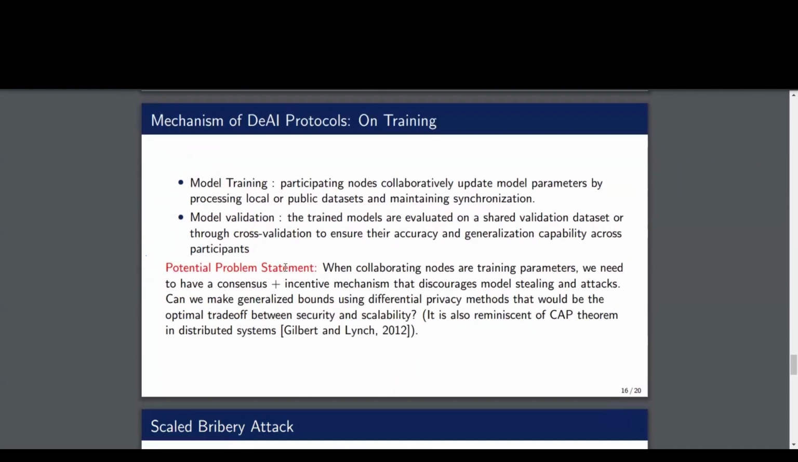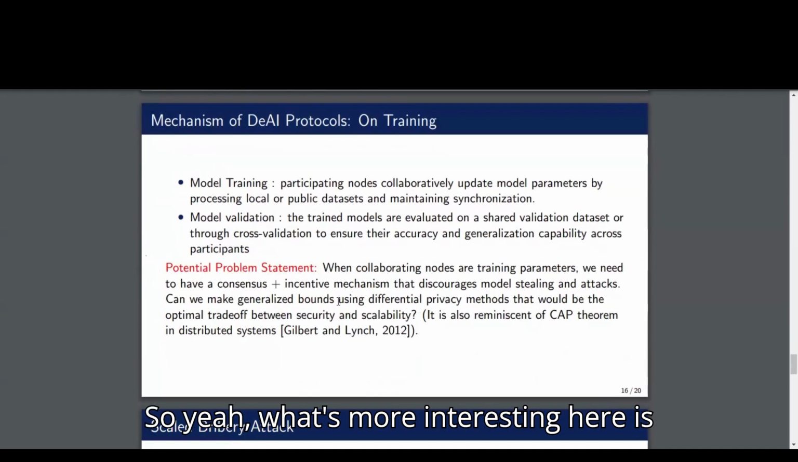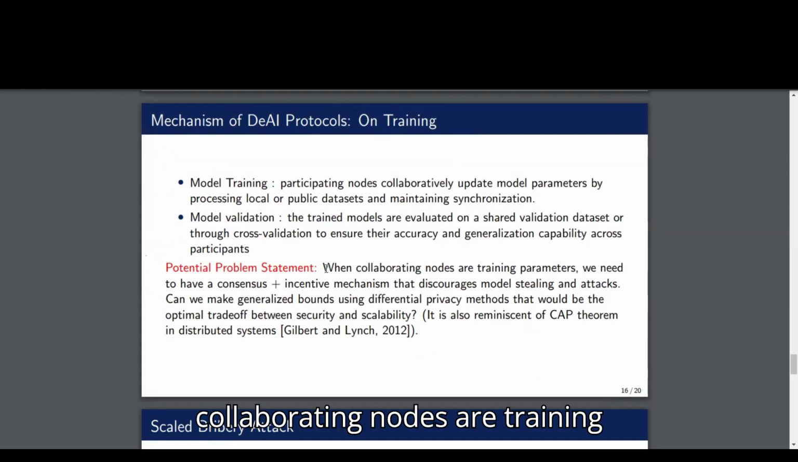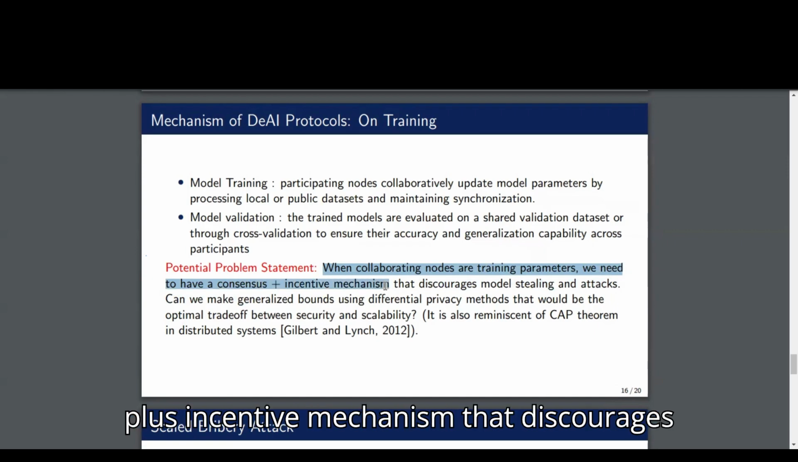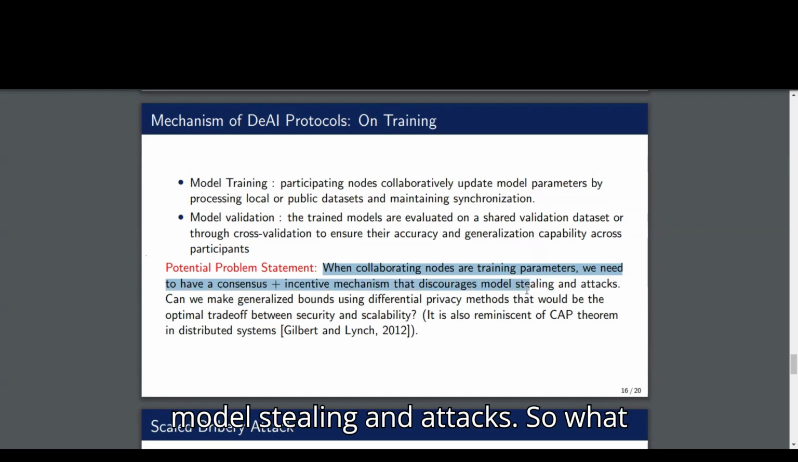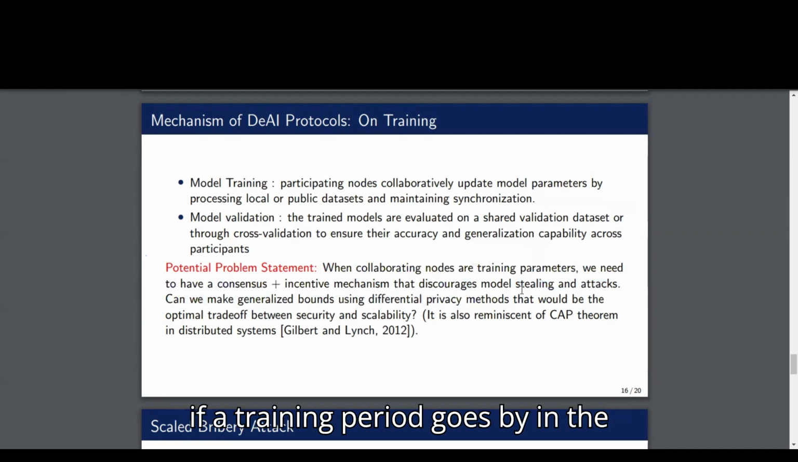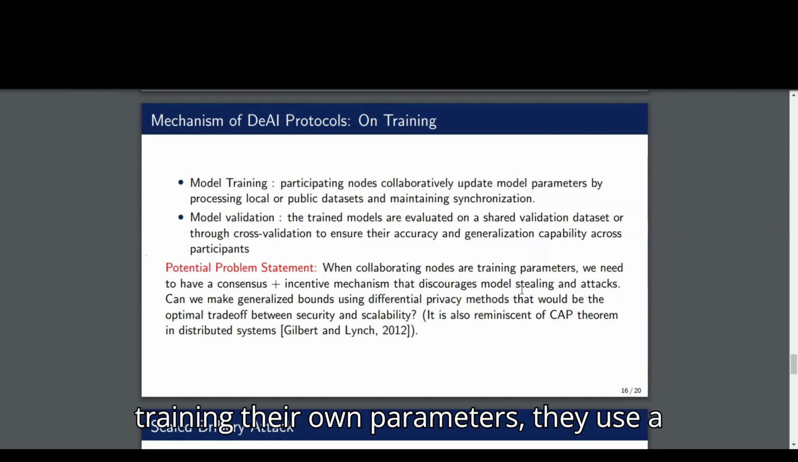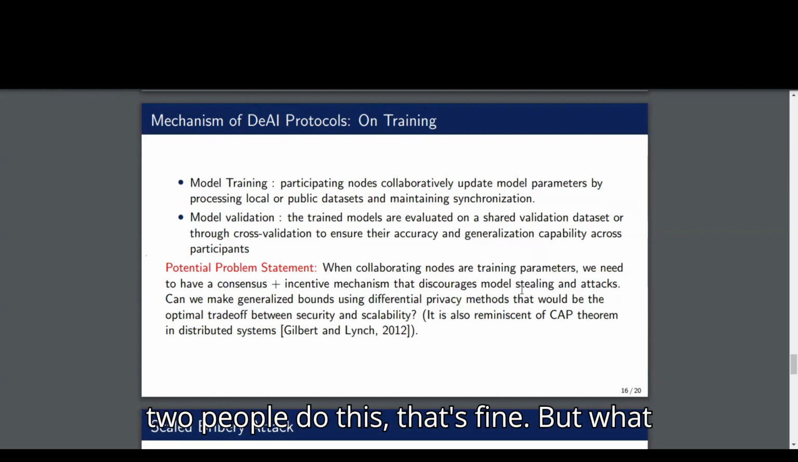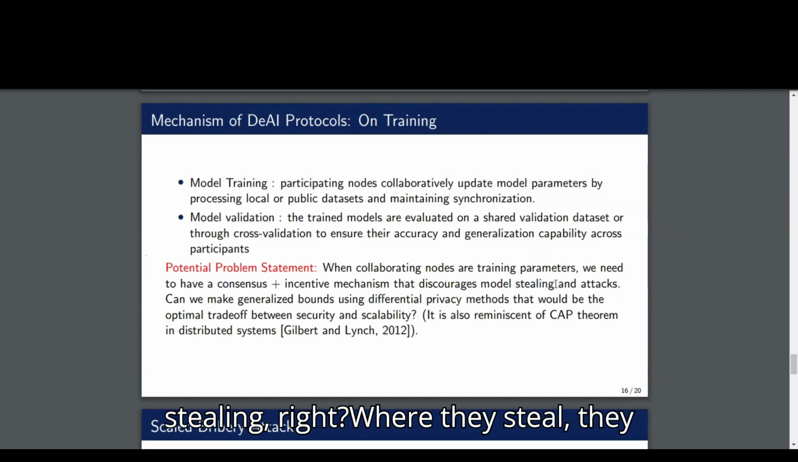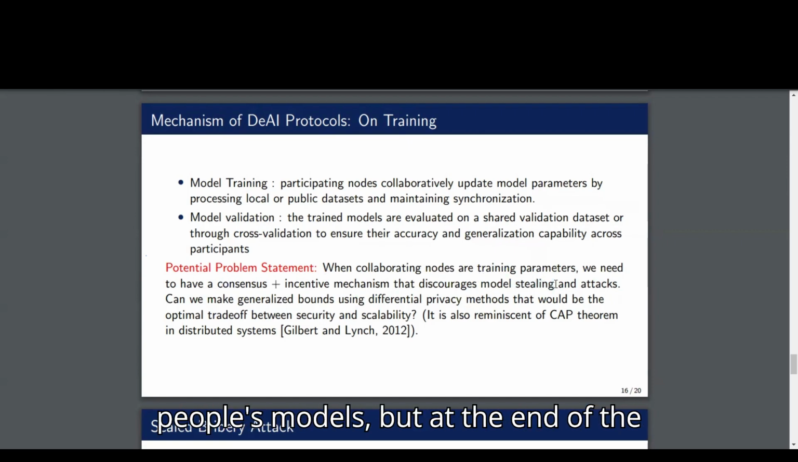So yeah, what's more interesting here is a potential problem statement where collaborating nodes are training parameters. We need to have a consensus plus incentive mechanism that discourages model stealing and attacks. So what if a training period goes by in the on-training segment, but instead of training their own parameters, they use a model from somewhere else, right? One or two people do this, that's fine. But what if an entire network ends up doing this, which basically comes under model stealing, right? Where they might steal their own model or other people's models.